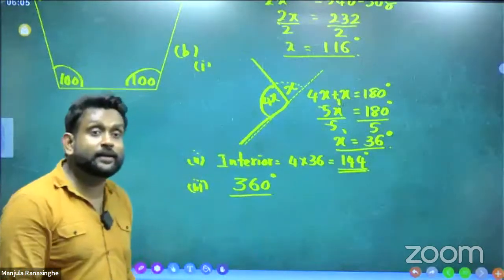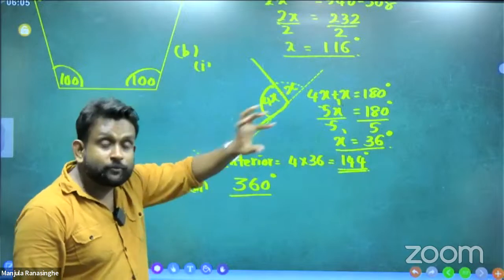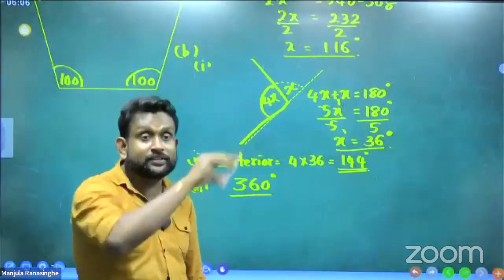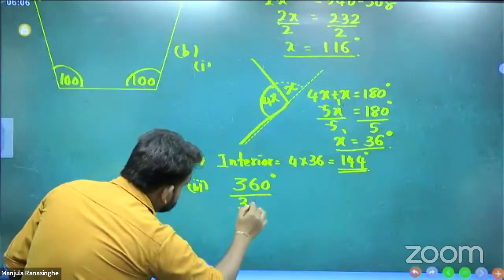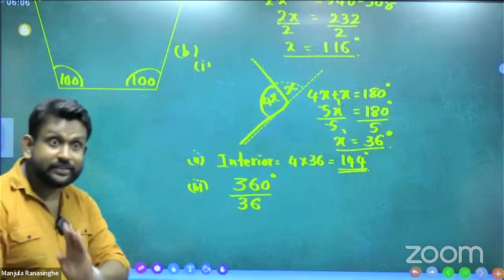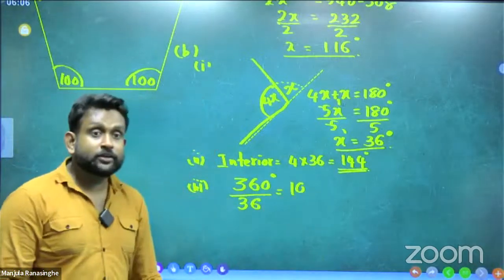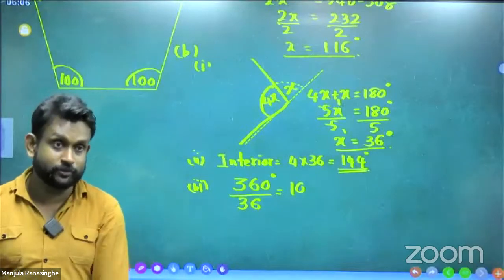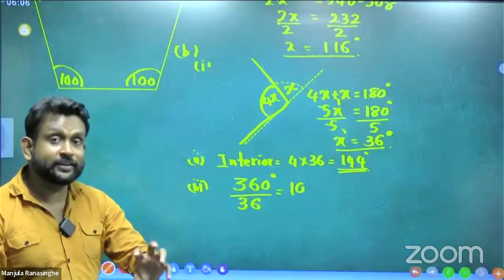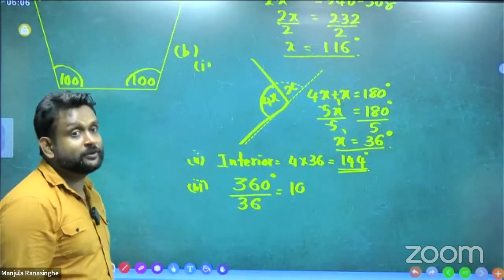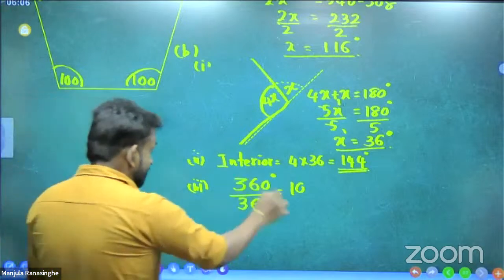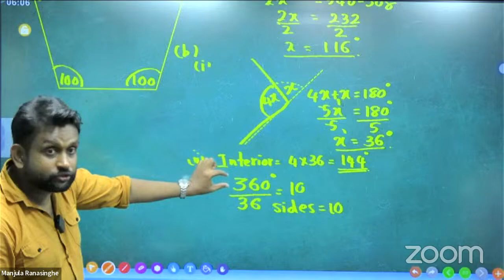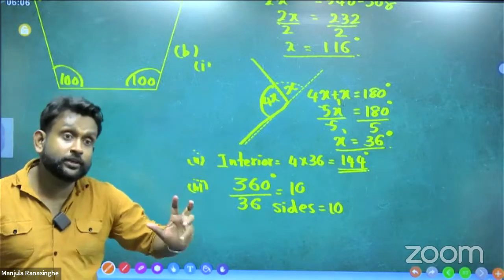So here one angle is 36, the exterior we found, and the total sum is 360. Then you can see how many 36 parts there are. When you divide 360 by 36, you get the number of exterior angles, which is 10. In a polygon, the number of exterior angles, interior angles and sides are all equal. So sides equal 10. Just divide the sum of the exterior angles by one exterior angle because all are equal in a regular polygon.